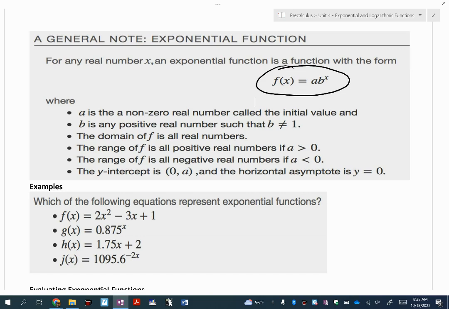All right, so b will never be 1, which kind of makes sense, right? If you take a base of 1 and raise it to any power, 1 squared, 1 to the 5th power, 1 to the negative 3rd power, it doesn't matter. Those will always be 1. So not really anything fun is going to happen when your base is 1. So that's why we have those restrictions.